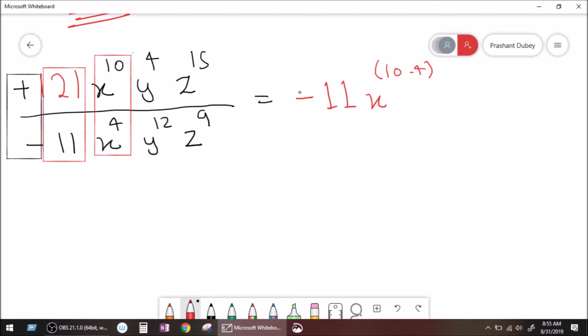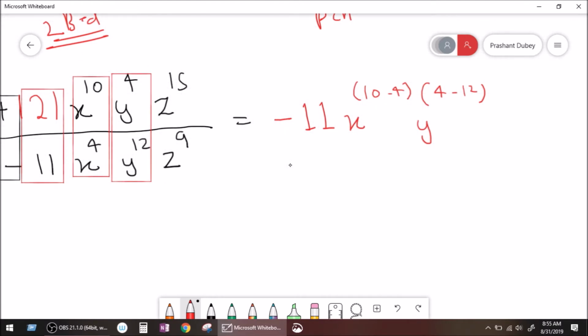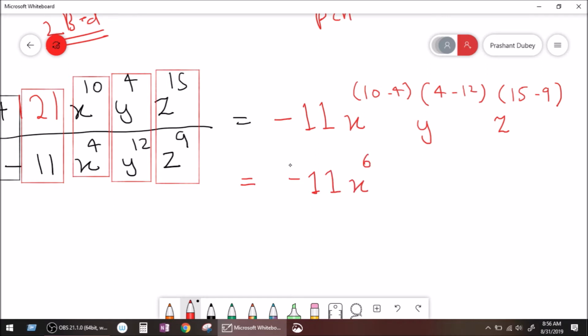Same thing. Okay? Now, what is y to the power 4 divided by y to the power 12? y to the power, now be very, very careful. Oh, my bad. Okay, so be very careful, like me. So it's 4 minus 12. Am I right? Yes or no, class? Yes. Okay, good. And what is z to the power 15 divided by z to the power 9? z to the power 15 minus 9, okay? Equal to minus 11, x to the power 6, y to the power minus 8, z to the power 6. So that's your answer. Simple. Okay? Anybody can do it?